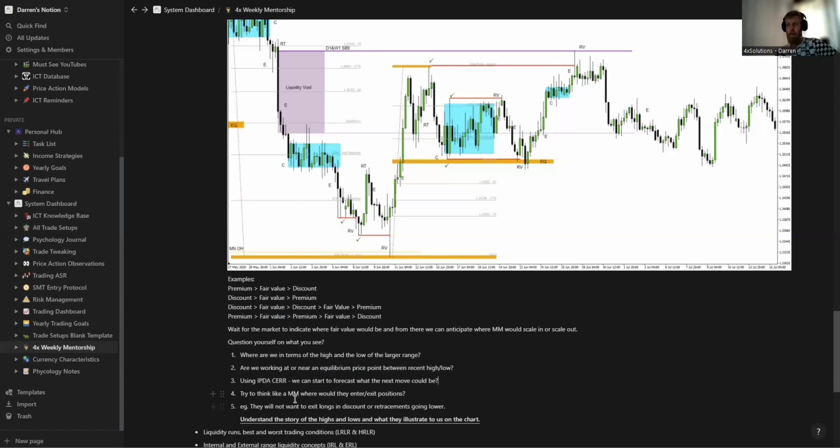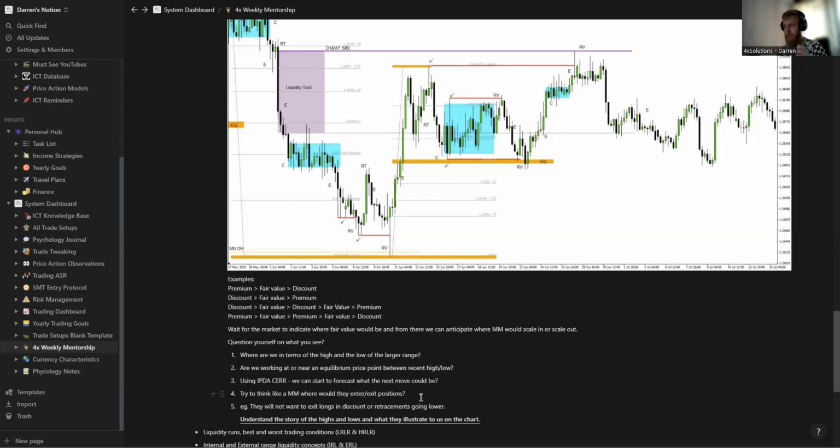Try to think like a market maker. Where would they enter or exit positions? Okay, that's like market maker theory 101: if we are market makers, or trying to be like a market maker, where would we find enough orders where we could enter large lot sizes? Because if we think in terms of lot size, they are taking huge lot sizes. Our little 1 lots we're taking, or 10 lots, is nothing.